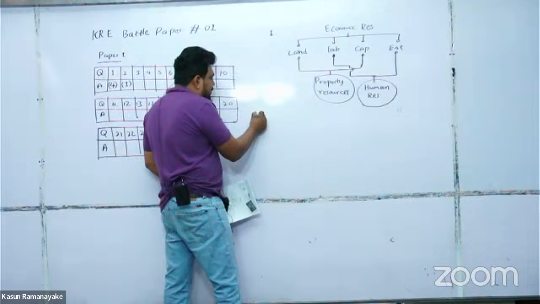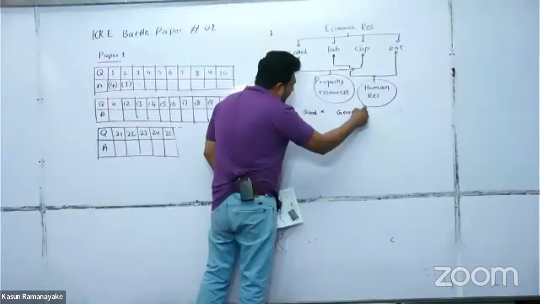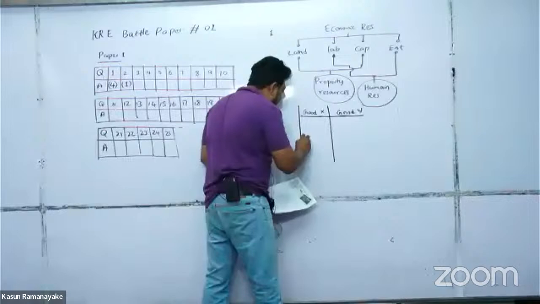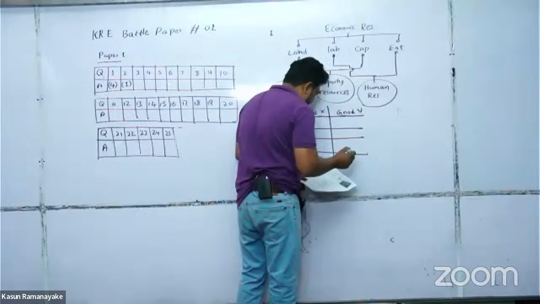Third question. Then look at this. They have given the production possibility, and they have given good X and good Y, with point A, point B, point C. These are what is being given.